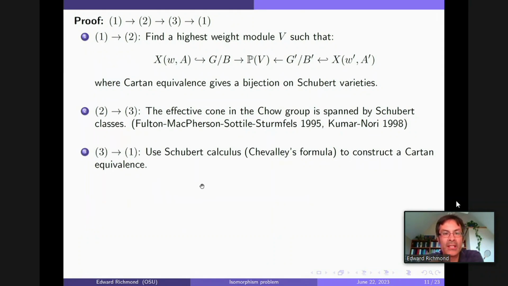And then for the last direction, so now you have this map on cohomology, and you want to construct a Cartan equivalence. This is basically a very intense exercise in Schubert calculus, in particular using Chevalley's formula to say, okay, I have this map. I'm going to use Chevalley's formula to slowly build up all the combinatorial structure of W, and prove that the map on cohomology that identifies Schubert classes can be used to actually construct a Cartan equivalence. That does take quite a bit of work and is quite technical. But there it is.